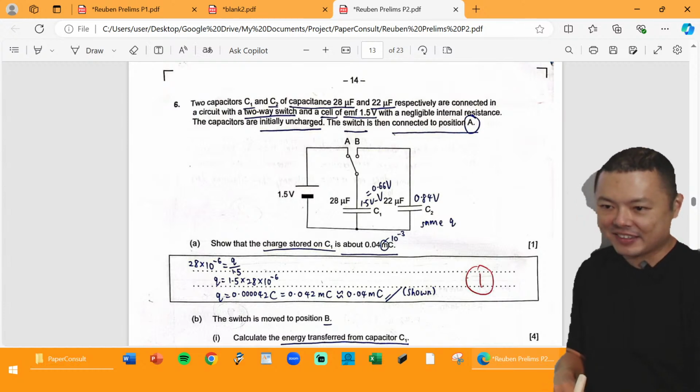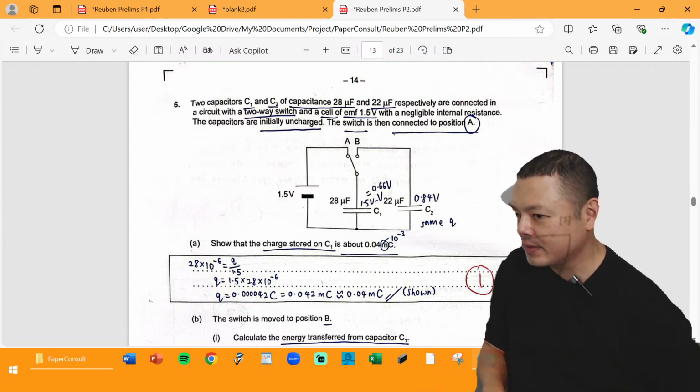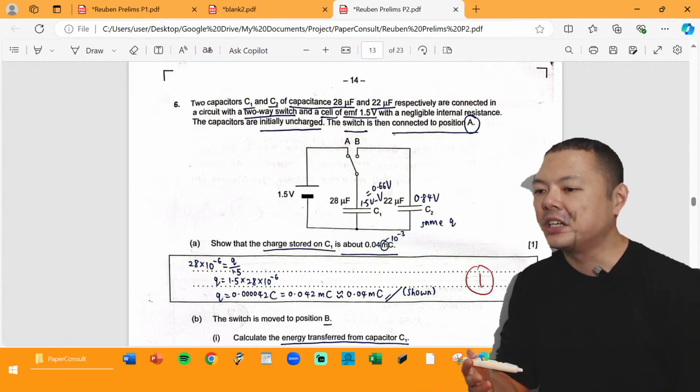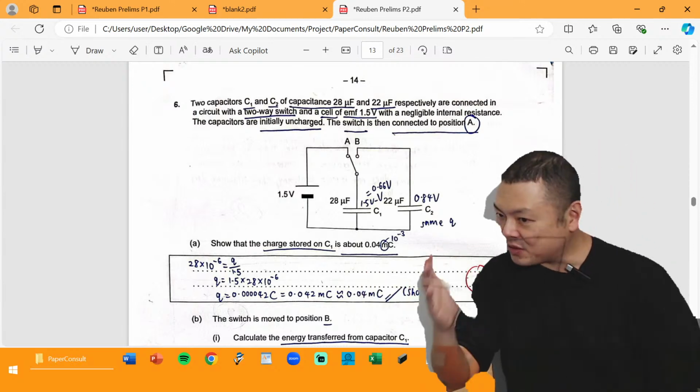Correct or not? You understand or not? Do you know why they stop discharging to each other when the voltage is the same? No potential difference. But this kind of question always tricks students based on this.